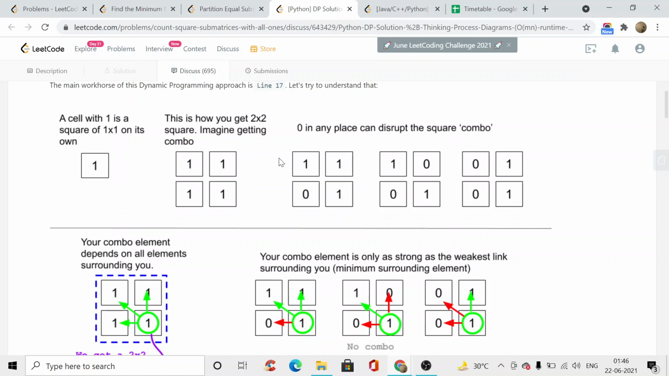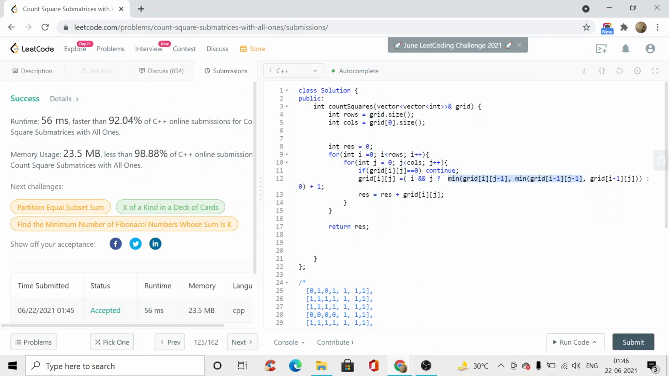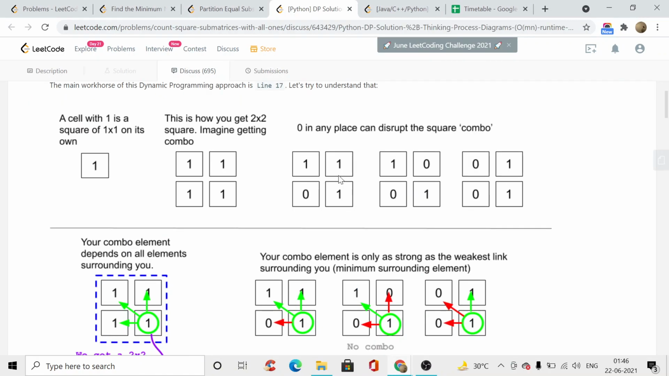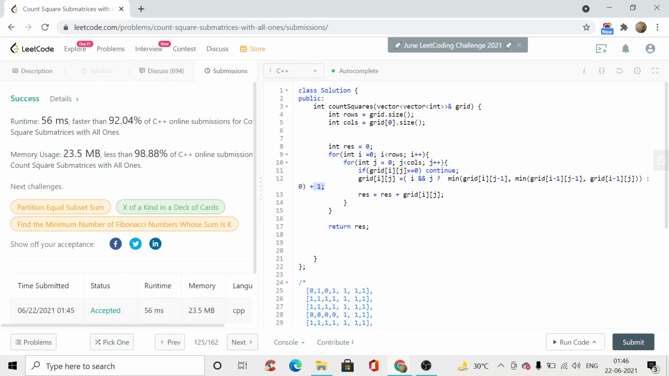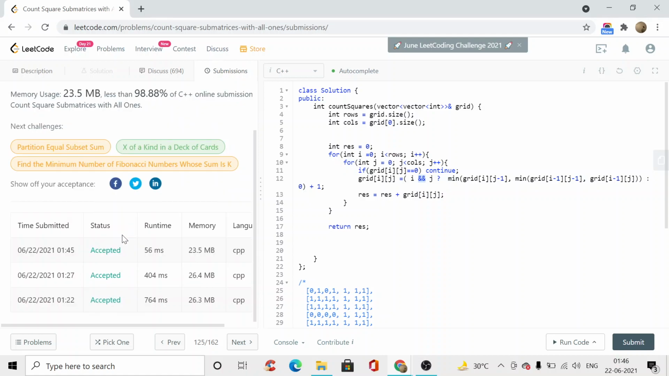Similarly, if we don't have this 1 1 and we just have 0 and 1, again we cannot make a square of size 2. We can only make a square of size 1. So that square of size 1 is already being handled by this one. So that is why this and operator is to be used. This is a good question.